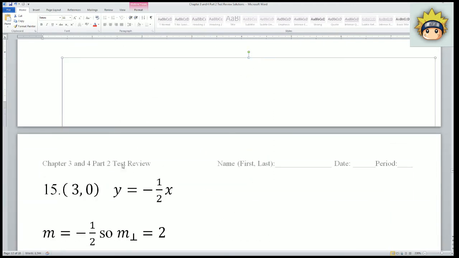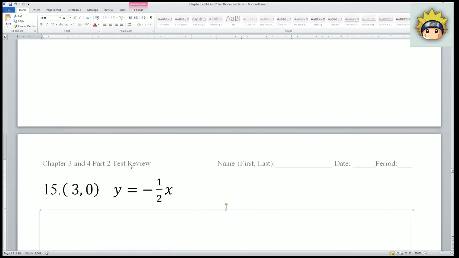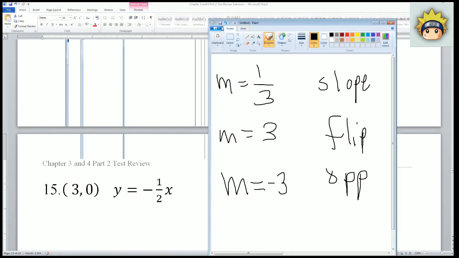Good. Let's do number 15 now. The point is (3, 0), and the slope here is negative 1/2.